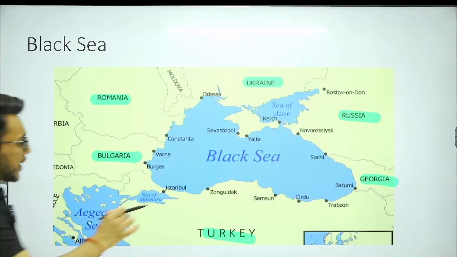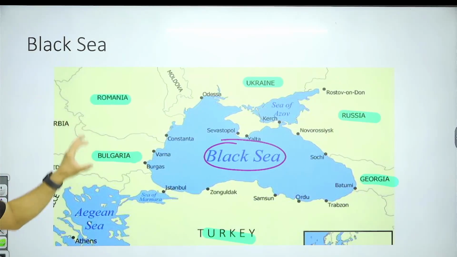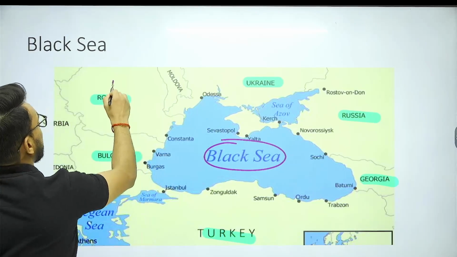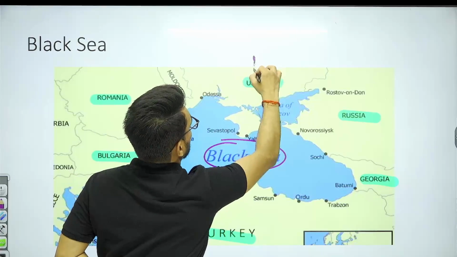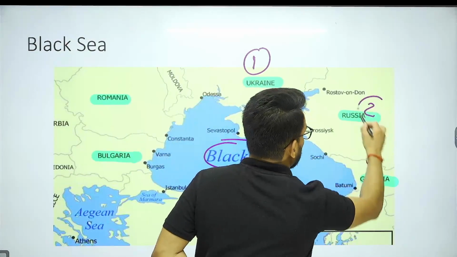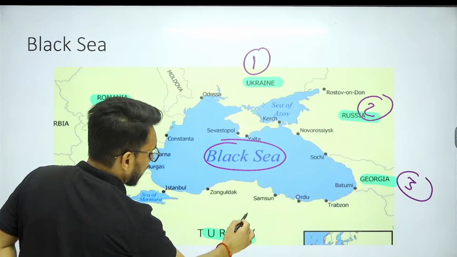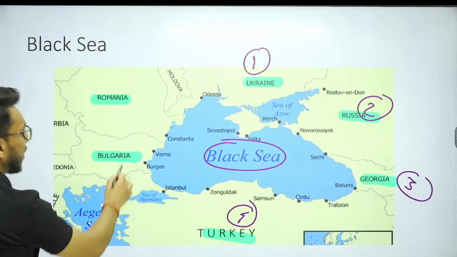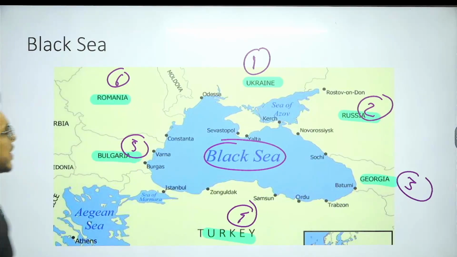So basically, here guys, we have the Black Sea. Now, first of all, let's see the neighboring countries of the Black Sea. Which countries are they? We'll start from 12 o'clock. So here we have Ukraine. Number one, Ukraine. Number two, Russia. Number three, Georgia. Number four, Turkey. Number five, Bulgaria. Number six, Romania.